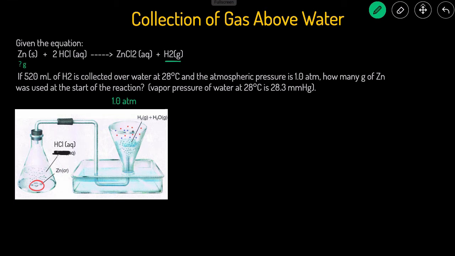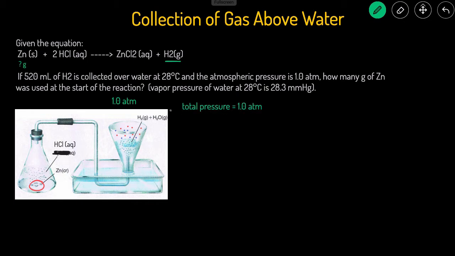There's actually two gases above the water. There's the H2 that's produced, but there's also water vapor, because there's water here, so some of the water is going to evaporate. So we have a mixture of gas above the water. We have the H2 and we have the water. So we know that the total pressure is 1 atm.